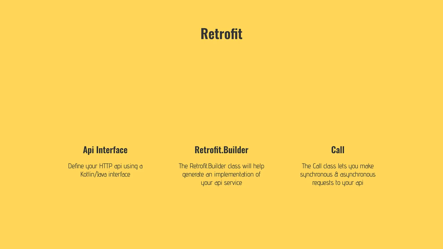And then lastly, we have this class called Call. And Call represents the request. And we can use Call to make either synchronous requests for data or asynchronous requests for data. And we'll take a look at the difference between those in a little bit.